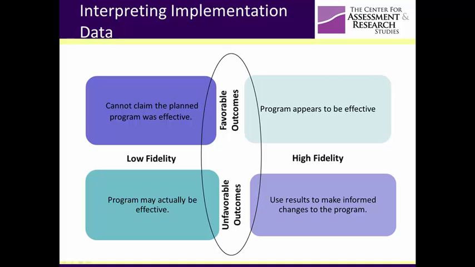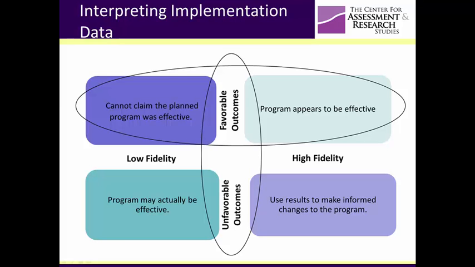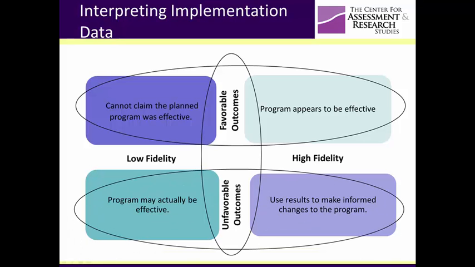In this case, our outcome evidence is favorable. So everything in the first row would indicate a favorable outcome. The second row would indicate an unfavorable outcome. So basically, we have four different possibilities within this table: a situation where an outcome is favorable with low fidelity, favorable with high fidelity, unfavorable with low fidelity, and unfavorable with high fidelity.